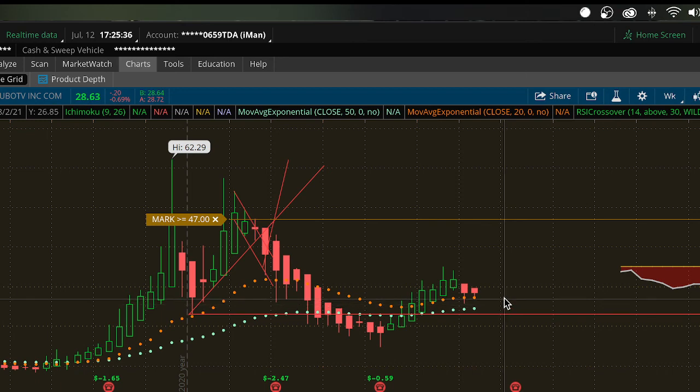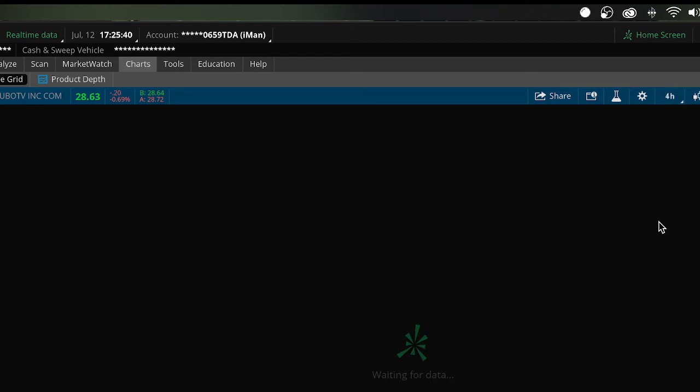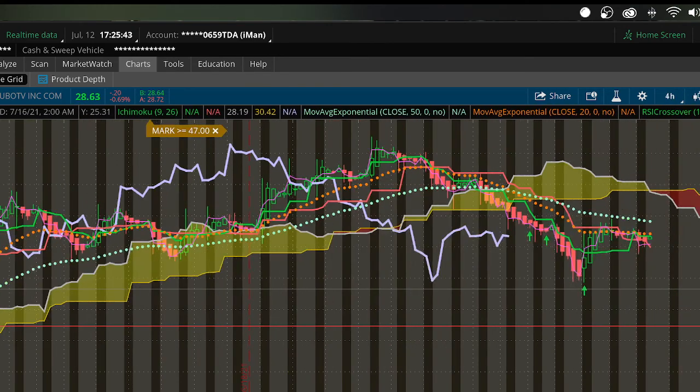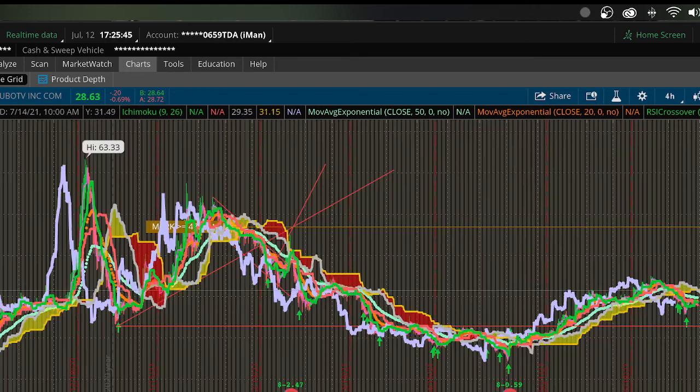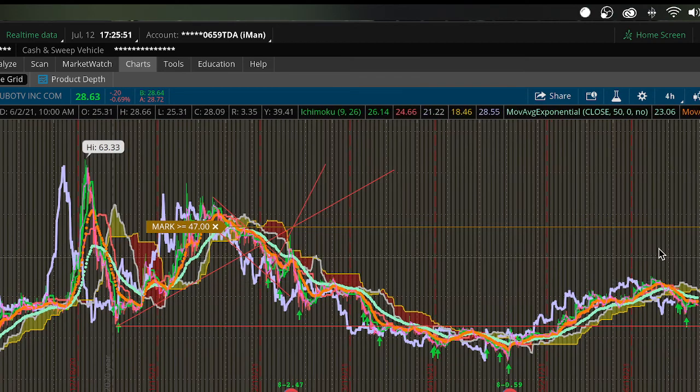I think FUBO in the long run does have good long-term potential, but for right now, I don't know what its next move is. It looks like it has further downside. I think we see PLTR go down a little bit more, and I think we see FUBO go down a little bit more. I hate to say it, but I think that's what happens.